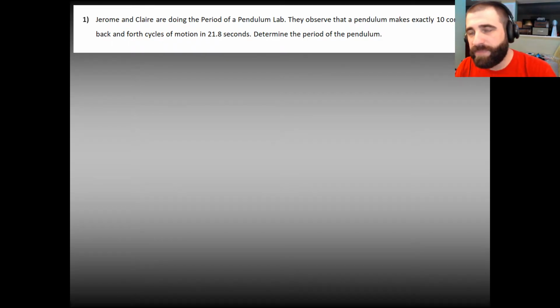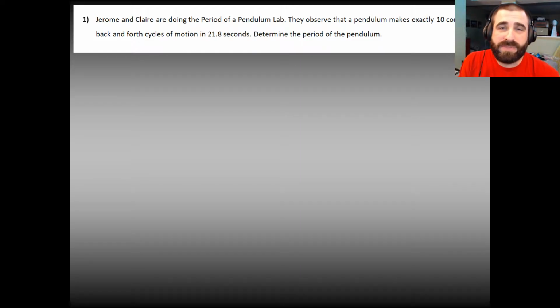Anyway, we're going to try out some of these practice problems. Let's read through problem number 1. Jerome and Claire are doing the period of a pendulum lab. Don't worry about that, you don't have to do that. They observed that a pendulum makes exactly 10 complete back and forth cycles of motion in 21.8 seconds. Determine the period of the pendulum.